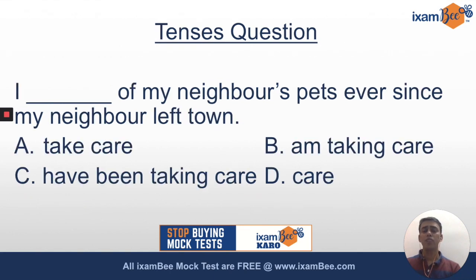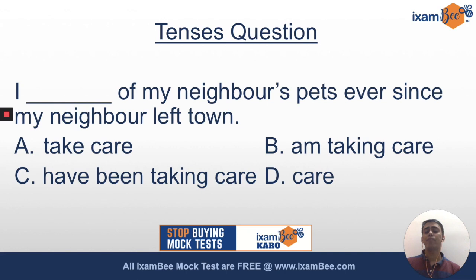Okay, let's move to the next one. This is a tenses question, and this is interesting. I dash off my neighbor's pets ever since my neighbor left town. Option A, I take care of my neighbor's pets. Take care means general truth, simple present. Okay, maybe. Now option B, I am taking care of my neighbor's pets. Present continuous, the action is still happening. All right, maybe. Let's see option number C, which is I have been taking care of my neighbor's pets ever since my neighbor left town.